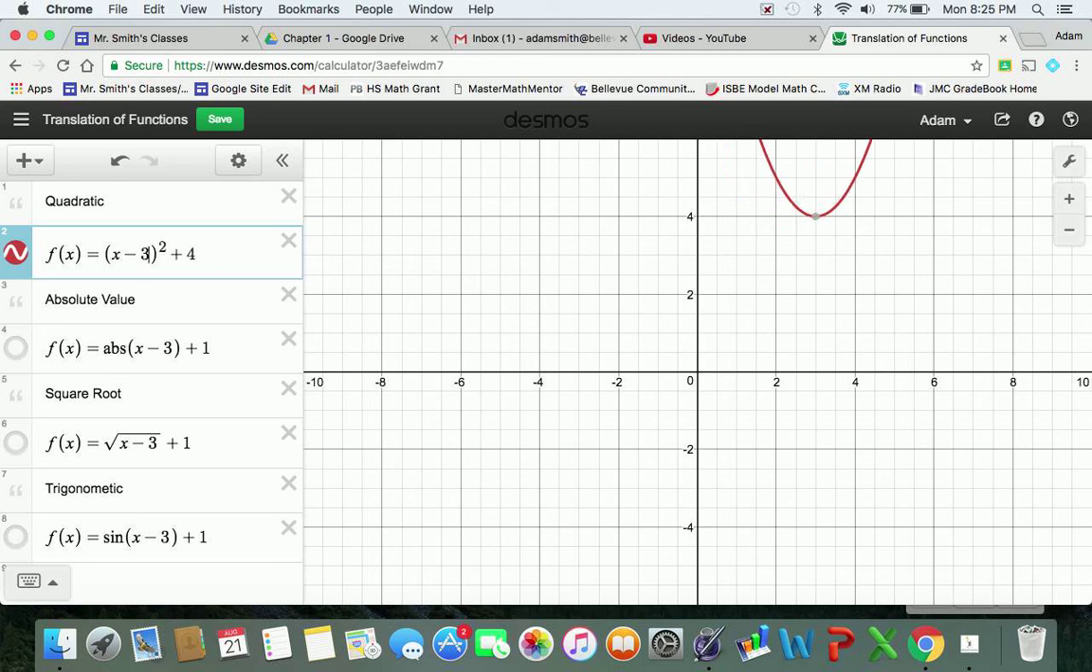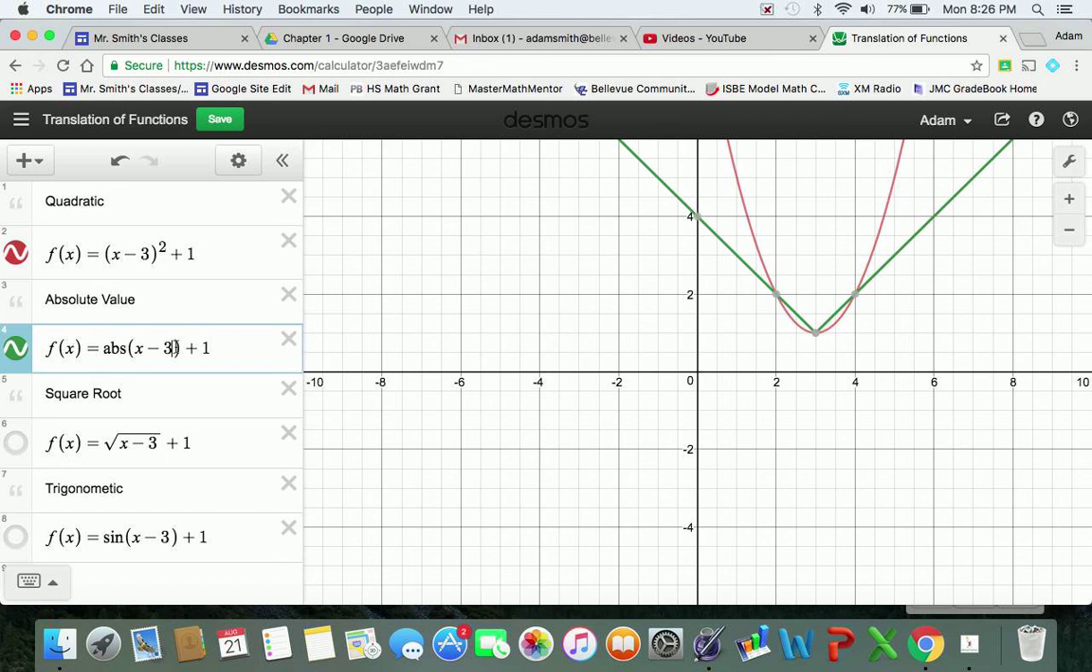Alright, let me set this back to minus 3 plus 1, and I'm going to open up the absolute value one. Now remember, the absolute value function should make a V shape, and there it is. And notice it has the same vertex as a quadratic at positive 3 comma 1. So we have the absolute value of x minus 3, that's where the plus 3 comes from, and then we bump it up by 1 by adding 1 at the end.